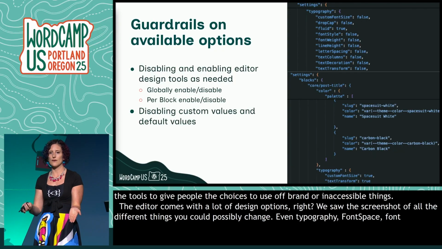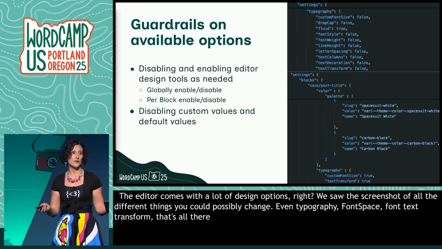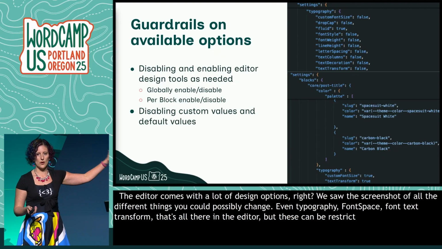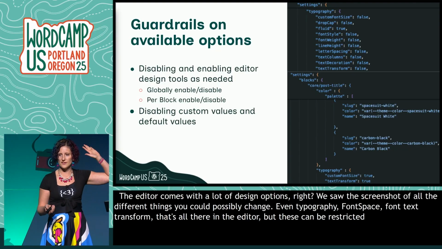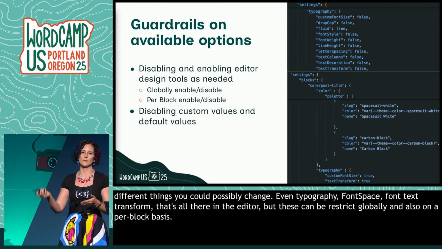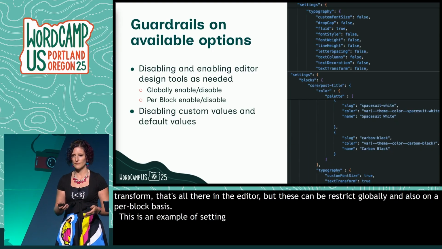But these can be restricted globally and also on a per block basis. This is an example in the code here of globally disabling options, so saying that they're all set to false, and then re-enabling some of them for a specific block.